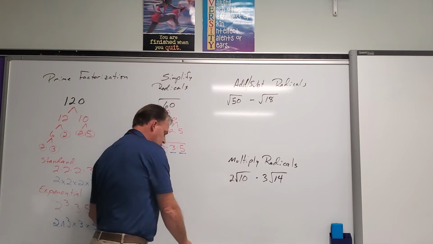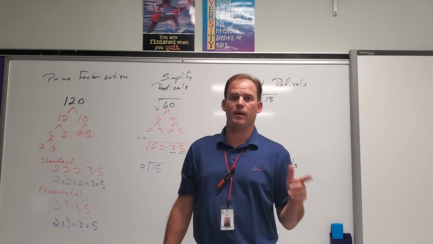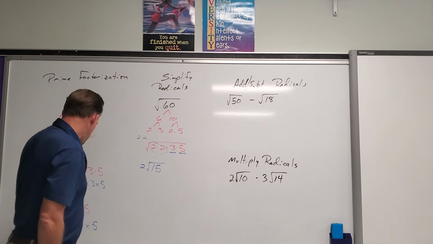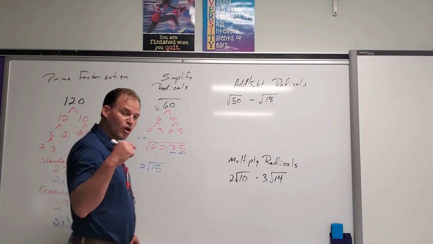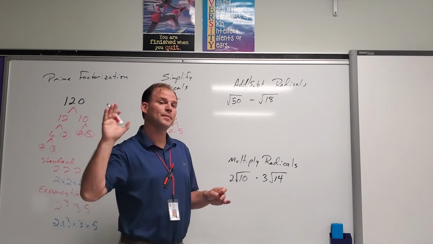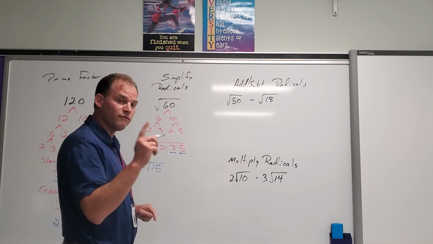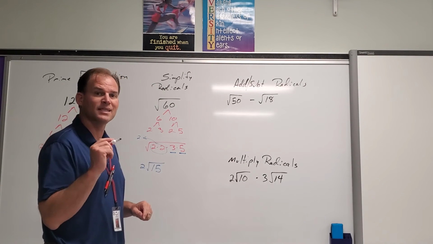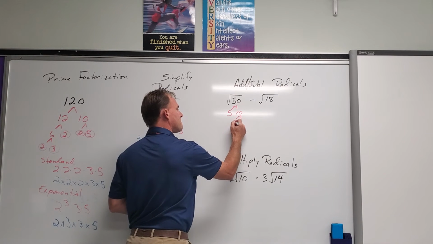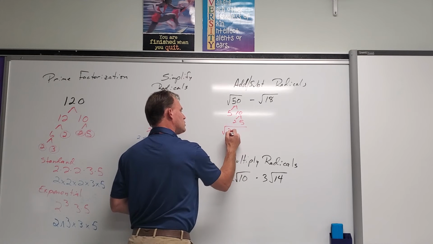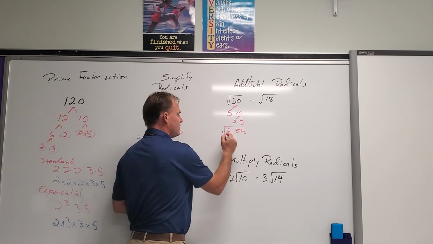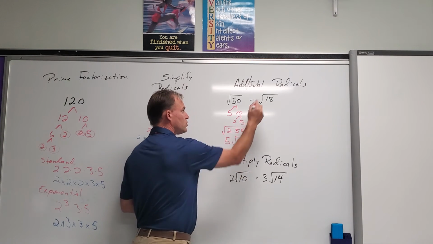Add and subtract. What do I have to have in order to be able to add and subtract radicals? Correct. The radical has to be the same. The number on the inside has to be the same. Is it the same? No, it's not. But the first thing we always do is check to see if we can simplify the radical. So this is 2, 5, 5. Take the 5s out. This is 5 root 2.